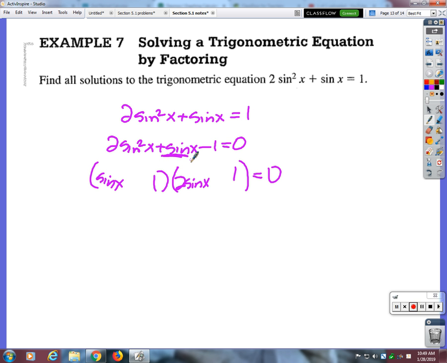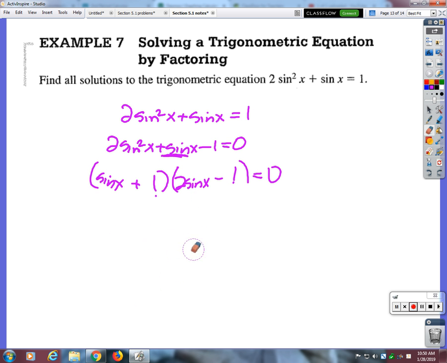I need those, when I combine my like terms, to be a positive sine of x. So these two would multiply together to be 2 sine of x. These two would multiply together to be plain old sine of x. So if I want it to be positive sine of x, this one has to be the positive and this one has to be the negative. So when I combine my like terms, I end up with plus sine of x. So this is going to be a plus and that's going to be a minus. So I got her all factored.